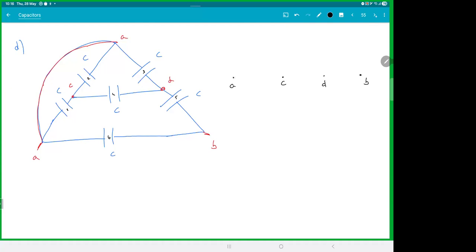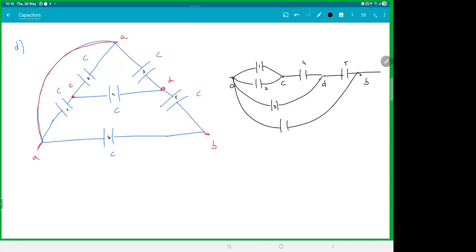So 1 is between A and C. 2 is also between A and C. 3 is between A and D. 4 is between C and D. 5 is between D and B. 6 is between, again, these two. There you can clearly see how it is.